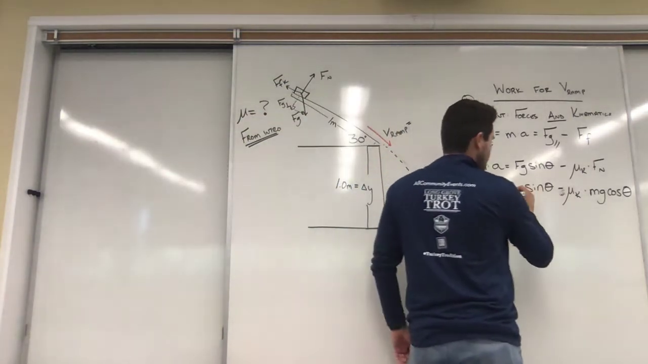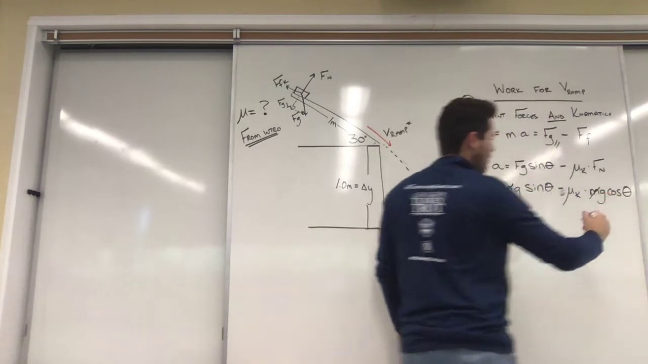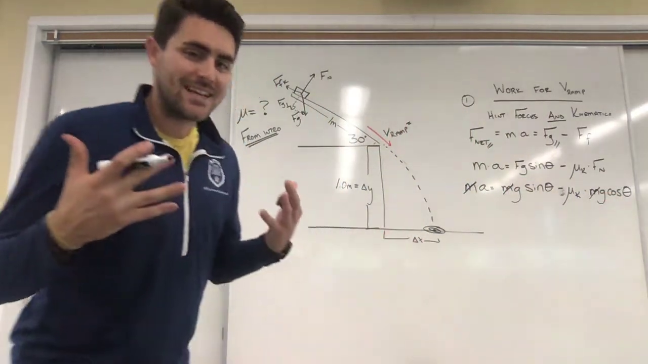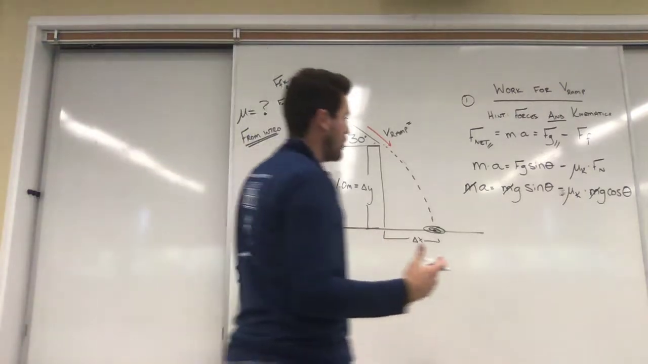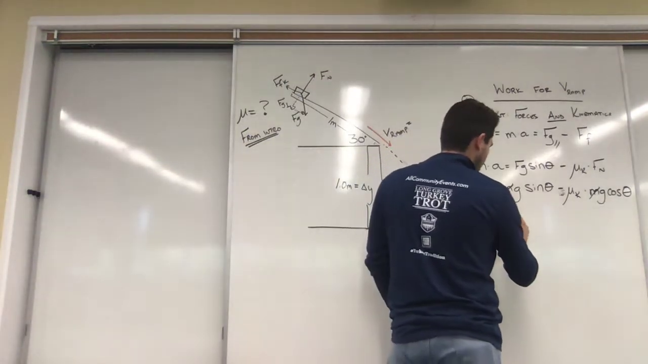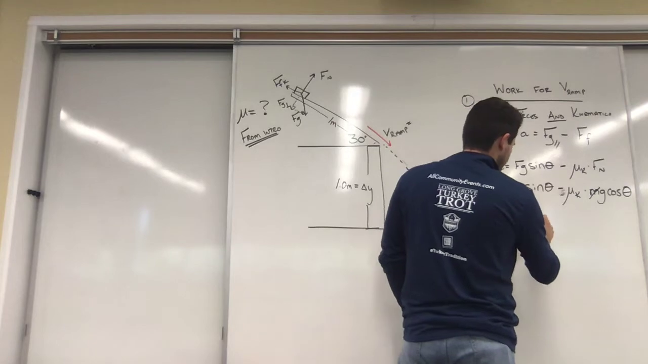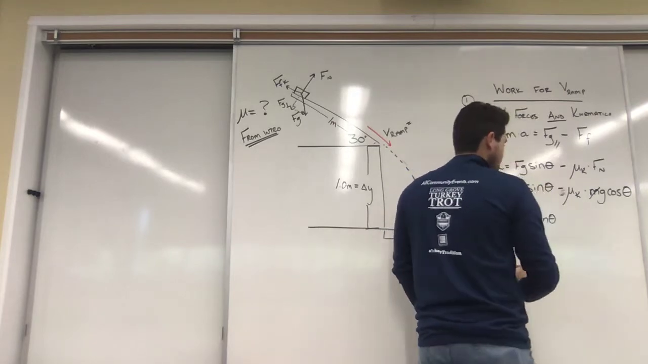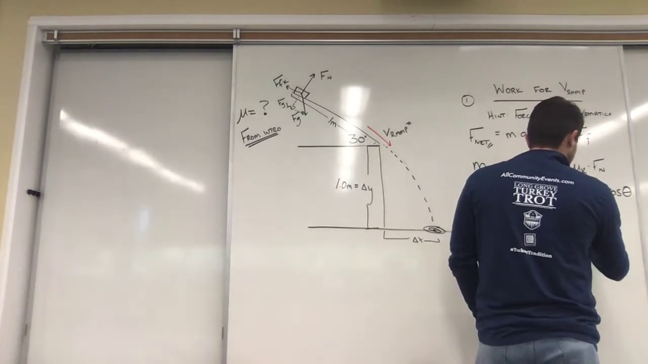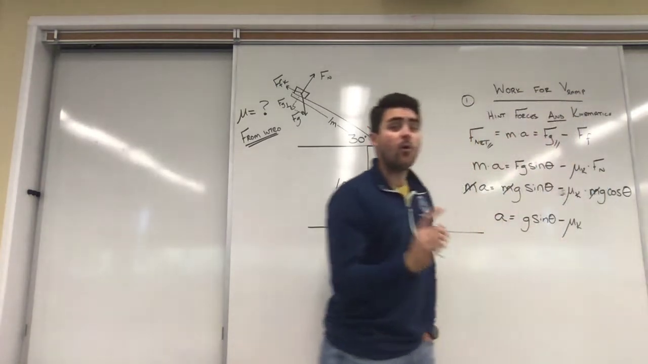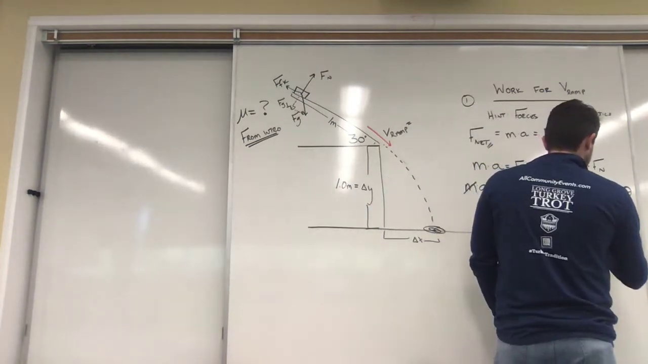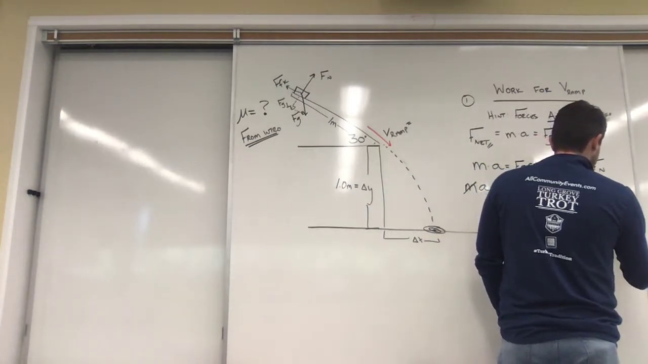Mass shows up in every single term, which means I can divide both sides by mass. Mass has no impact on how quickly this thing accelerates. I end up with my acceleration being equal to baby g times the sine of theta minus the coefficient of kinetic friction, which I solved for in the intro video, times g times cosine of theta.